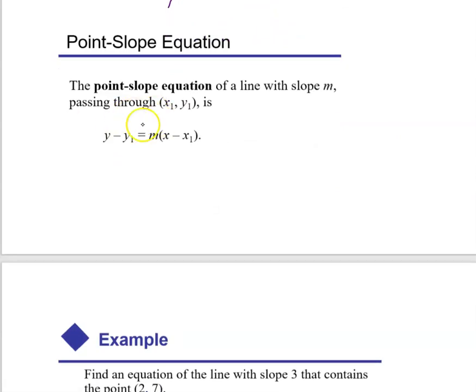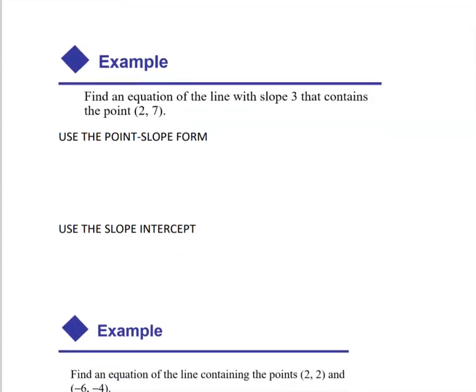The point-slope equation is written right here. m is the slope, and we've got y. If we're given a point and we're given the slope, then we can write the equation of a line: y minus our first y coordinate equals m times x minus our first x coordinate. They want us to find an equation of the line with a slope of 3 that contains this point, so they're wanting us to use the point-slope formula.